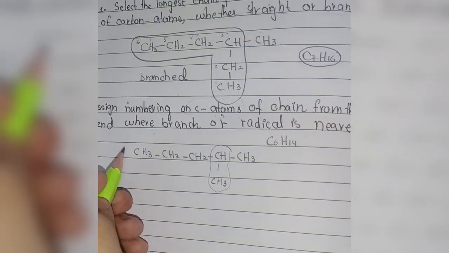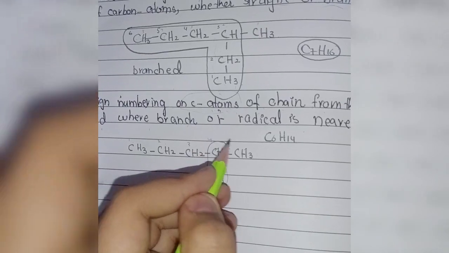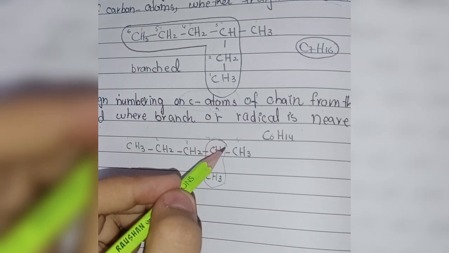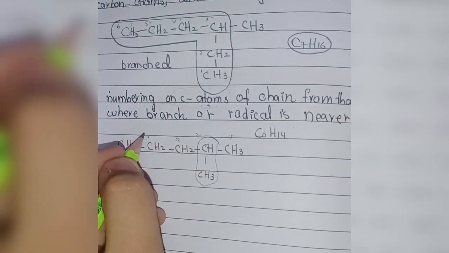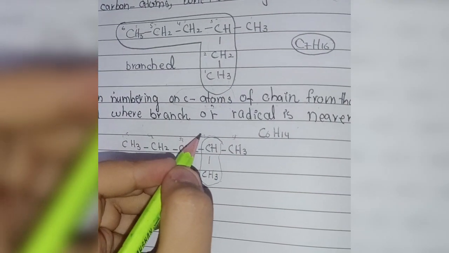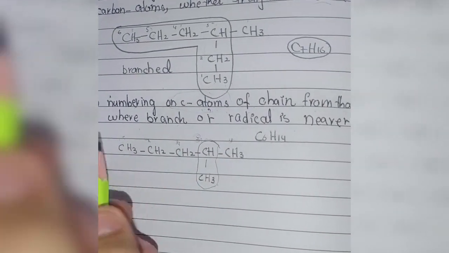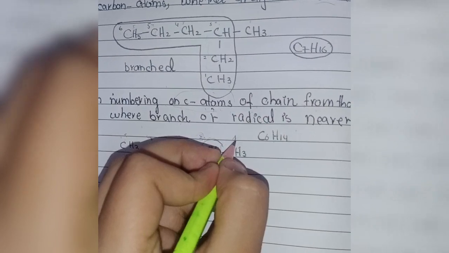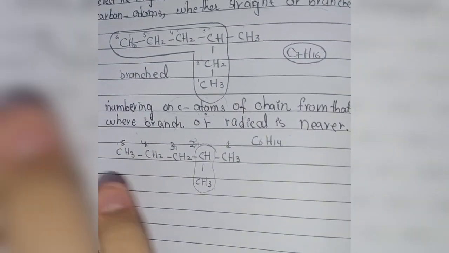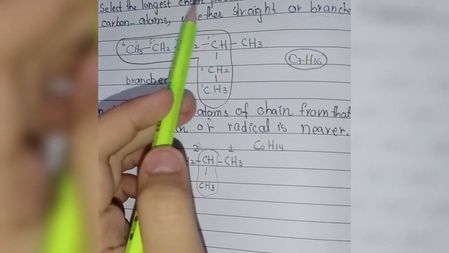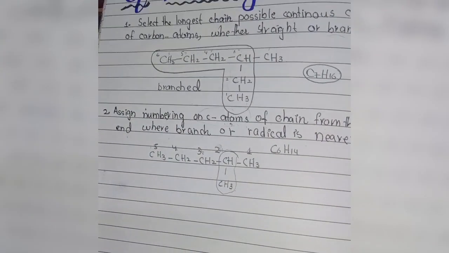As you can see, if we assign the numbering from here, 1, 2, 3, 4, 5, the radical is coming on the fourth number. While if we assign the numbering from here, 1, 2, 3, 4, 5, it is coming on the second number. So the radical is nearer, on the second number, from this side. So we will assign numbering from here, 1, 2, 3, 4, 5. Here we don't have to consider the longest possible chain; where the radical is nearer, we have to put the numbering. Okay, so this was the second rule.